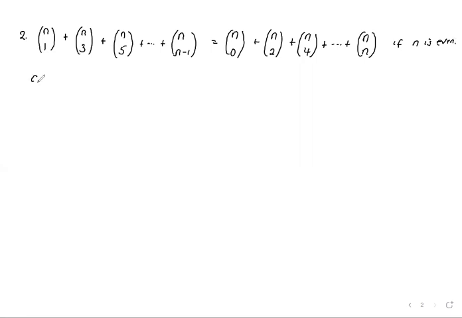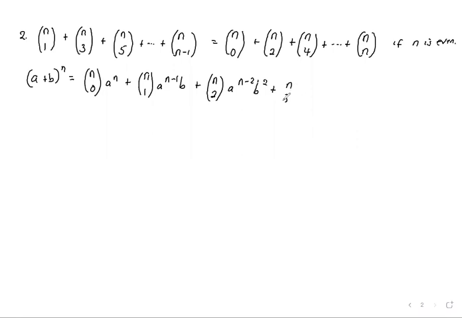Again, back to the binomial theorem. A plus b to the power n is n choose 0, a^n, plus n choose 1, a^(n-1) b, plus n choose 2, a^(n-2) b squared, plus n choose 3, a^(n-3) b cubed, up to n choose n minus 1, a b^(n-1), plus n choose n, b^n.